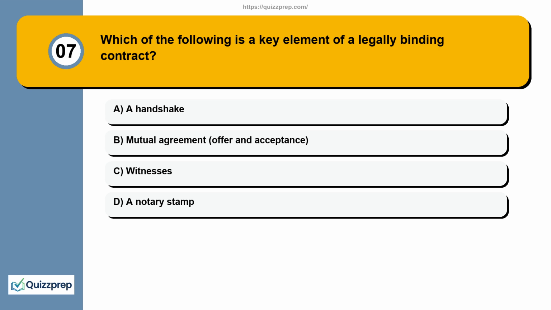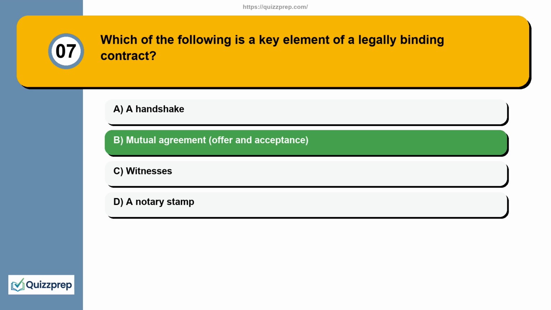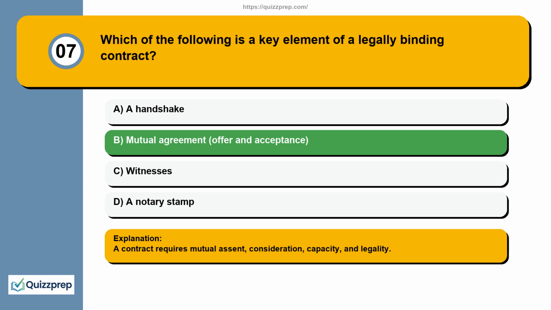Question 7. Which of the following is a key element of a legally binding contract? Here are your options. Option A. A handshake. Option B. Mutual agreement, offer and acceptance. Option C. Witnesses. Option D. A notary stamp. The correct answer is option B. Mutual agreement, offer and acceptance. Explanation. A contract requires mutual assent, consideration, capacity, and legality.